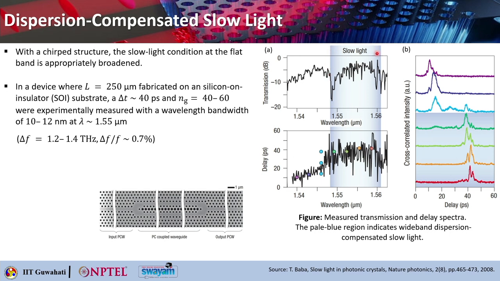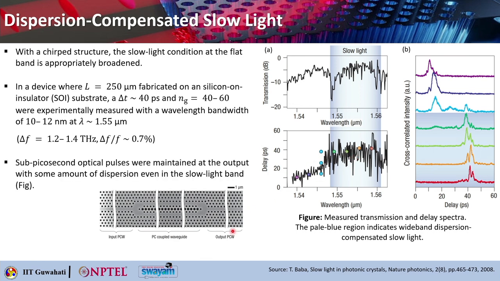What you see here shows the measured transmission and delay spectrum. The pale blue region marks the wide band dispersion compensated slow light. The fine oscillations are caused by the internal resonance, and the plotted circles correspond to the pulse delay observed in figure B. You can see this is the delay that has been plotted at all these different wavelengths. This shows the cross correlation trace of the optical pulse at each central wavelength, and the color of this graph is denoted by the circles plotted here.